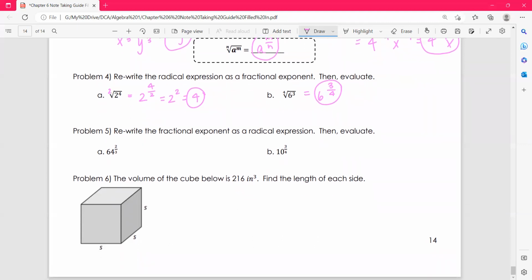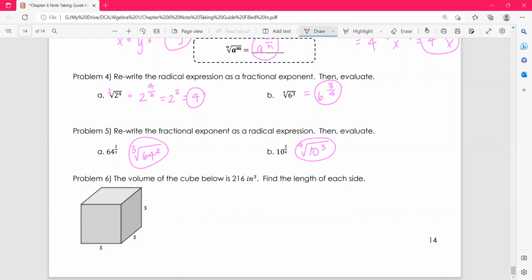Okay, we're going to do it again for problem 5. The denominator is the index, and this is what you should be saying in your head when you do these. The numerator is the exponent. The denominator is the index, the numerator is the exponent. Just practice rewriting in that form.